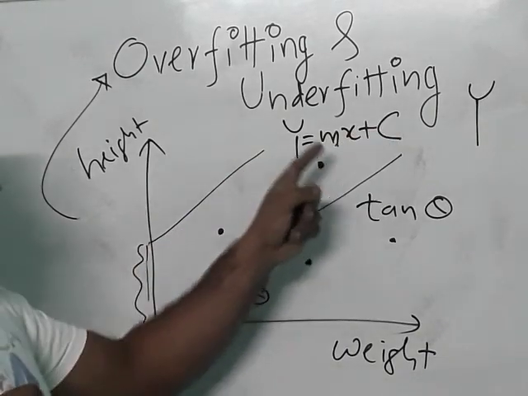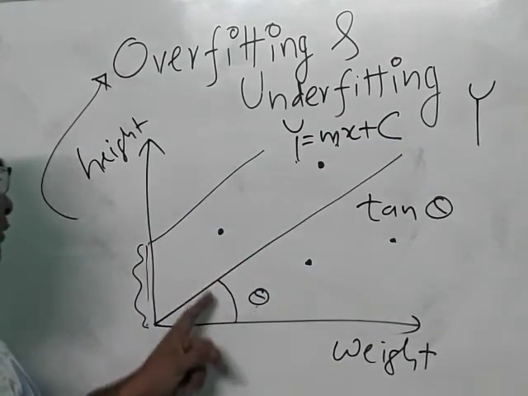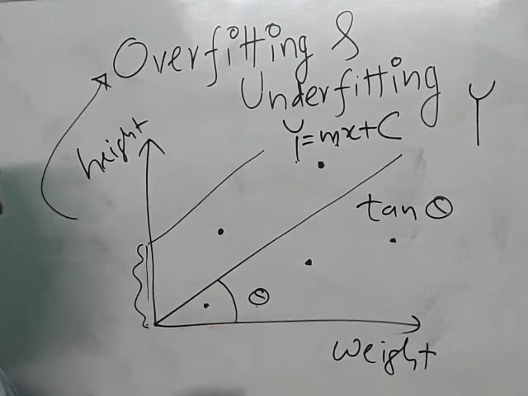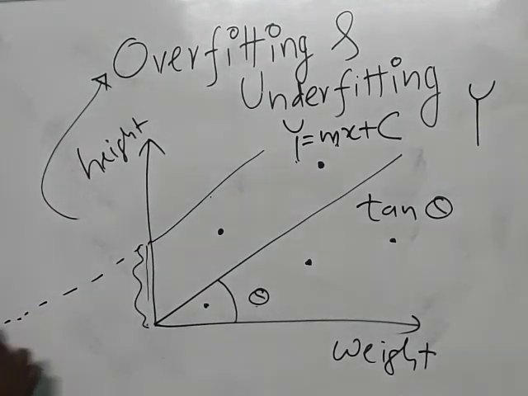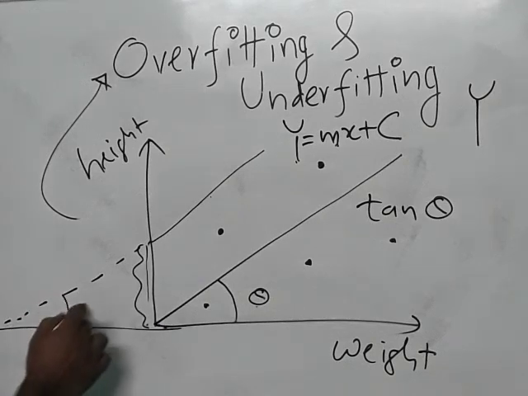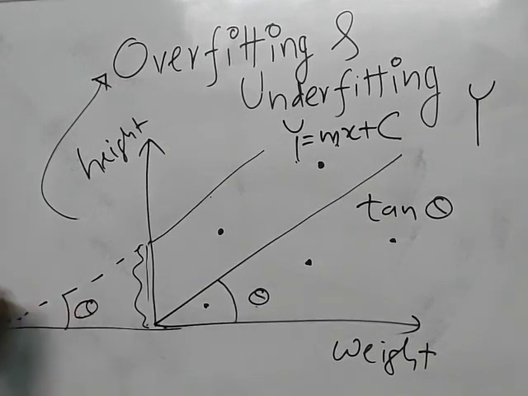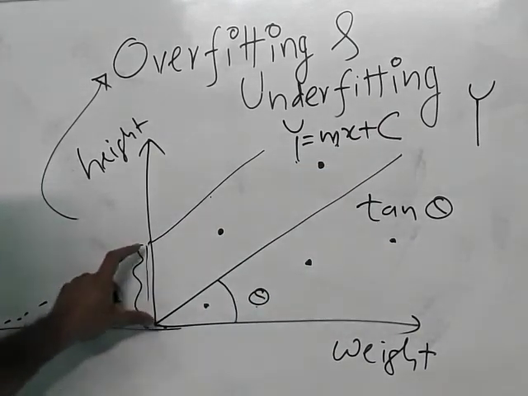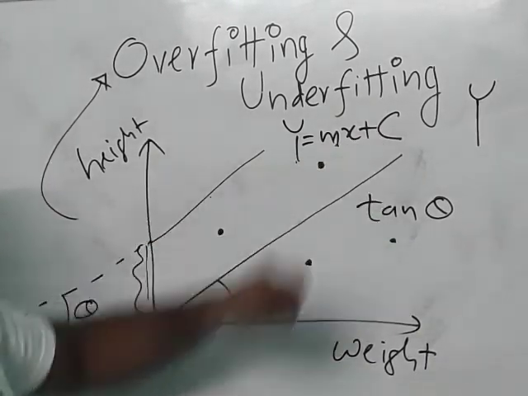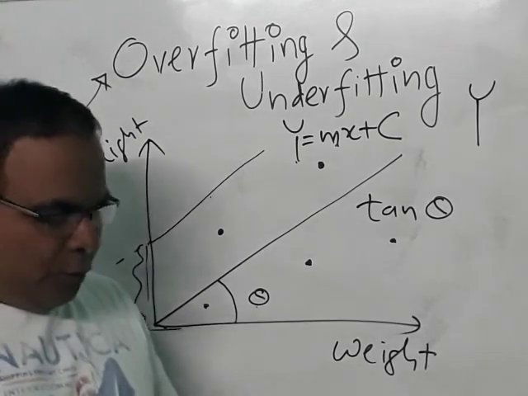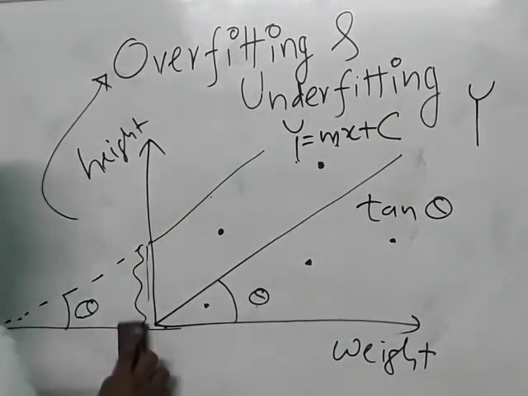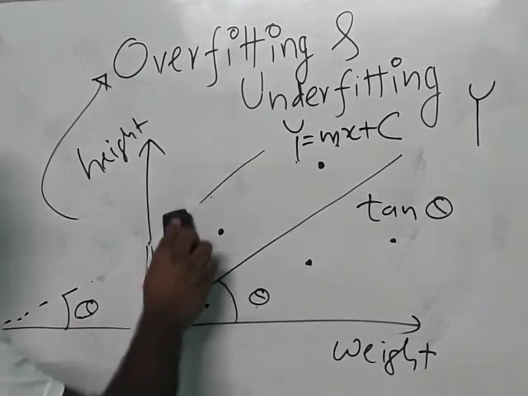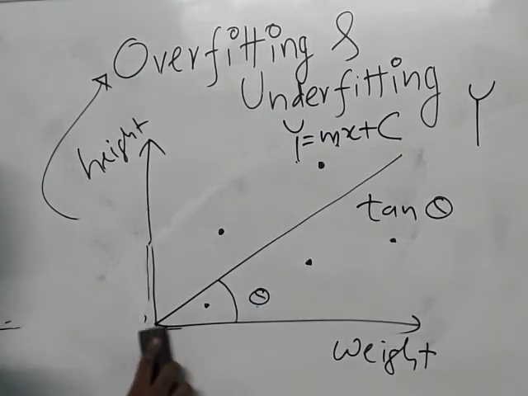y is equal to mx plus c. m is the slope. Slope means the tangent of this angle. To find the slope of this line, you need to extend it and meet the x-axis. Then you calculate the tangent of this angle theta, and c is this y-intercept. So you are clear, this is related to linear regression. Anyway, we are not getting into those details as of now.